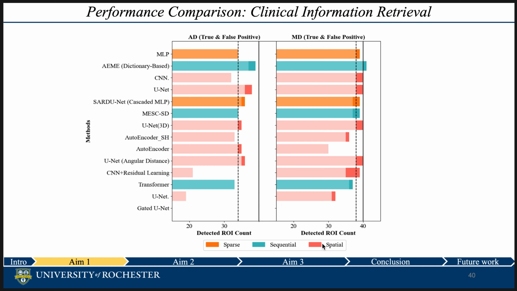Now, before showing the final result, I just wanted to highlight the false positive and true positive rates of different representations of the diffusion data, clinical diffusion data. So the spatial representation actually had more false positives, as evident in here, than the sequential and the sparse representation.